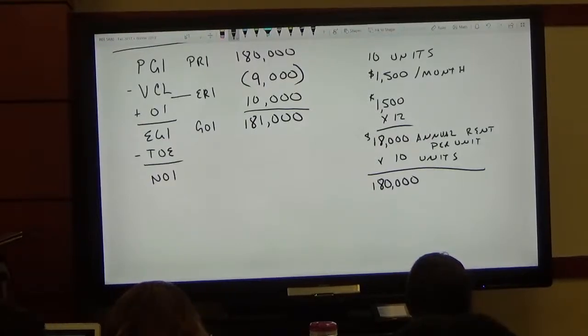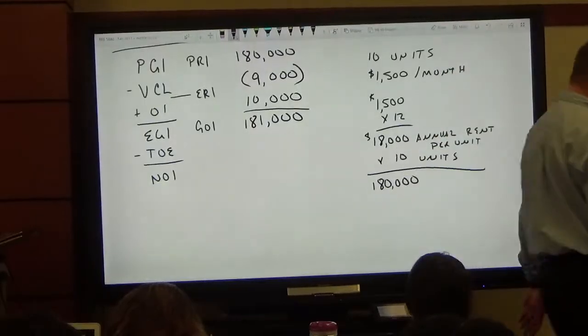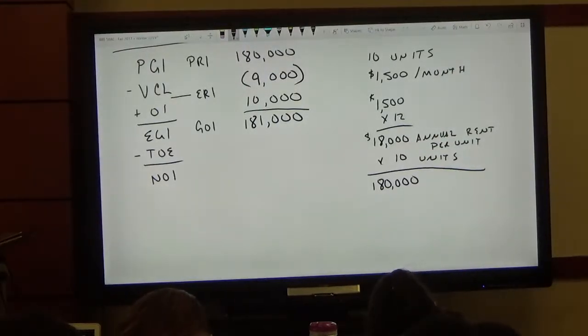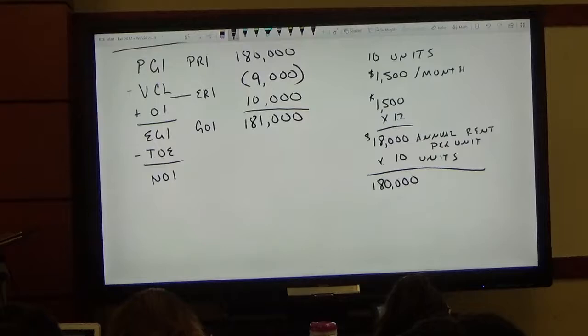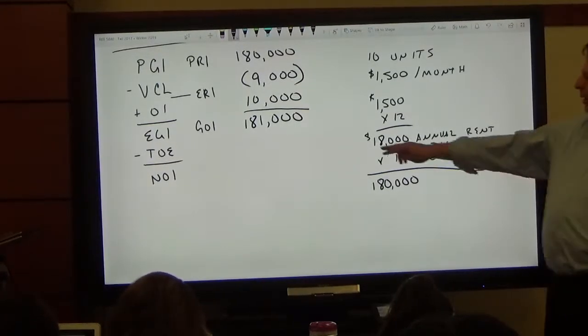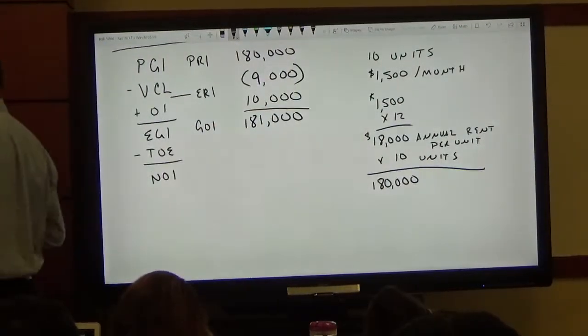Yes or no? Now, the way that I tend to think of effective gross income is that's the real hard currency that basically gets deposited into your bank accounts over the course of the year. Okay? That's real money. All right? Now, the next line item, total operating expenses.